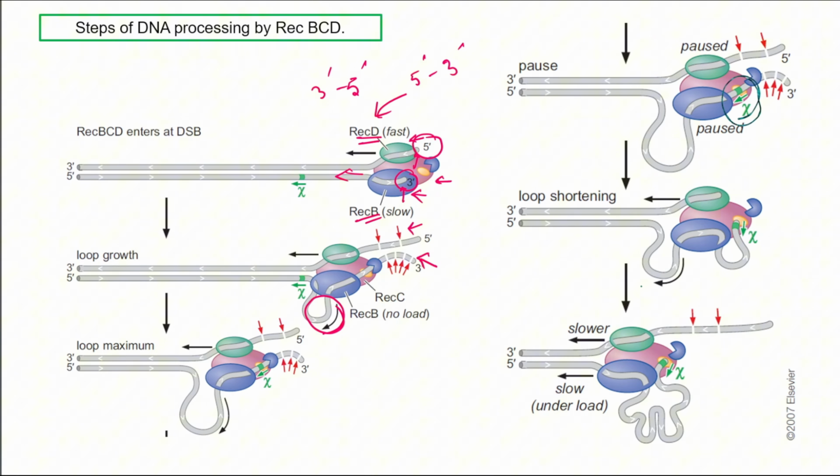This time RecB stops degrading the 3' ending strand. This is the 3' ending strand. RecB stops degrading the 3' ending strand but continues to degrade the 5' ending strand. This is the 5' side. So this provides a long 3' single-stranded DNA tail.